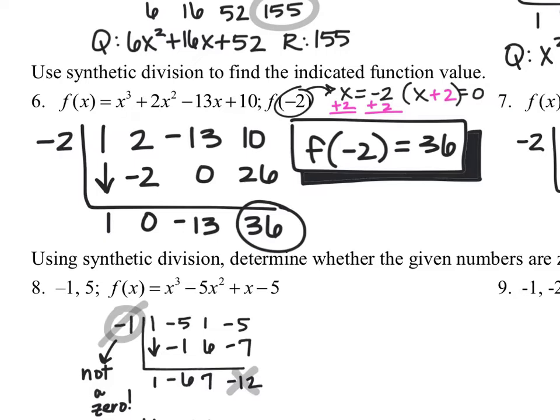So we have a remainder of 36. So that means that for this function f of x, when we plug a -2 in place of every x here, we should get 36 as the output.